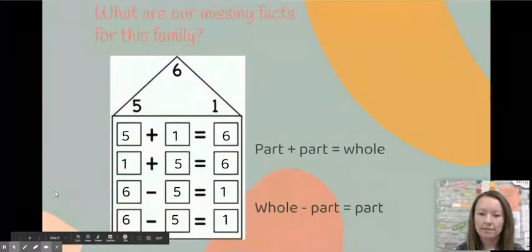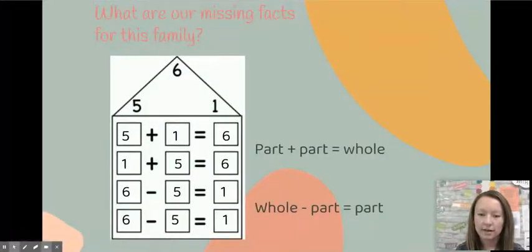So for 6, 5, and 1, our parts for adding are 5 plus 1 equals the whole, which is 6. 1 plus 5, so part plus part, 1 plus 5 equals 6, which is our whole. And for subtracting, we start with our whole. 6 minus 5 equals 1.